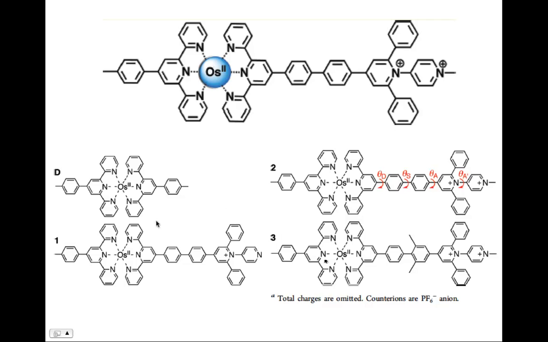So here's kind of an overview of all the species that they synthesized in the compound. The major differences are between 1 and 2. There's an extra methyl on the terminal pyridine to give it a positive charge. And then between 2 and 3, instead of a biphenylene spacer, there's a phenylene xylylene spacer.